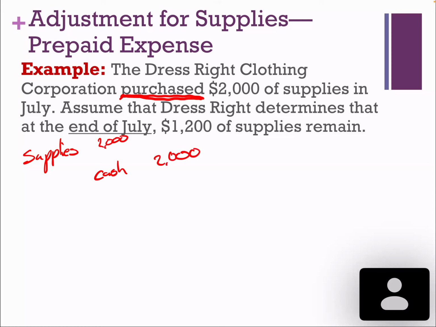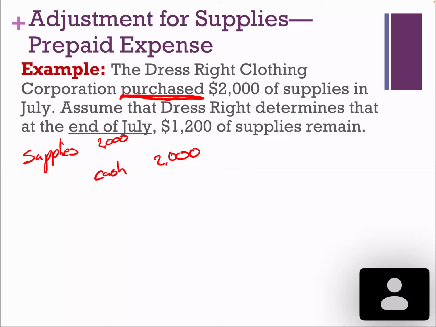Okay. So this is the original journal entry. Now, in this case, they're having us do the adjusting entry at the end of July. So it could be at the end of the month, or it could be at the end of the year, or at the end of the quarter, or whatever. But in this case, we're doing it at the end of the month.